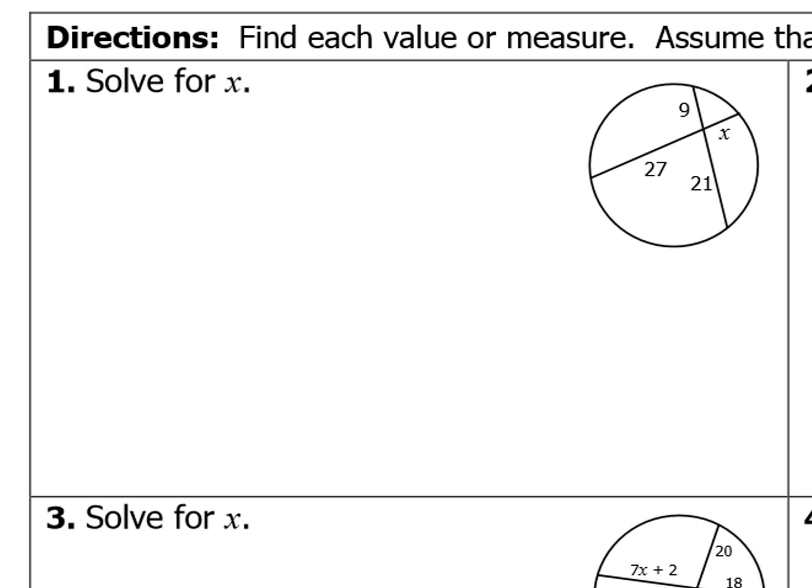We found out if we have intersecting chords that are inside the circle like this, then they are multiplied. So we can say that x times 27 is going to equal 9 times 21. All right, so multiplying that out, 27x equals 189. And solve for x, divide by 27, and you would have x equals 7.